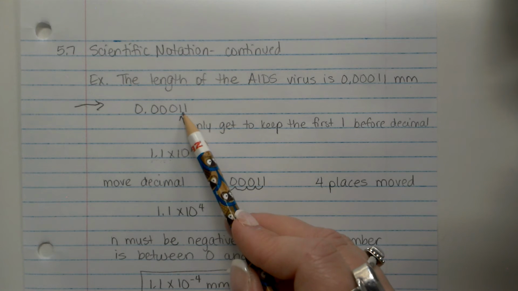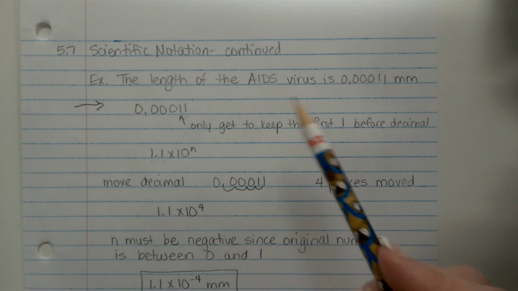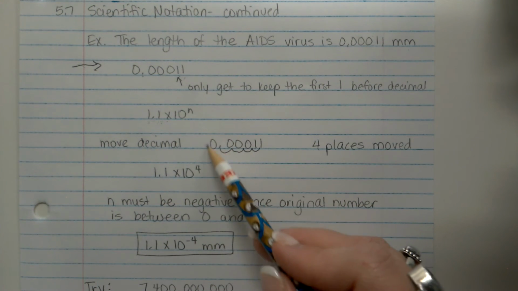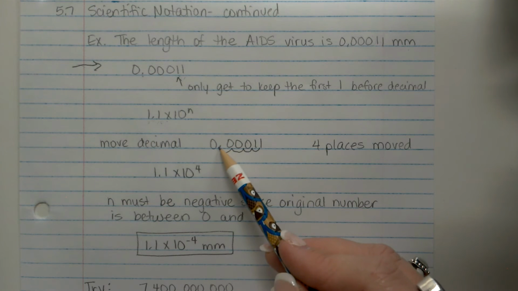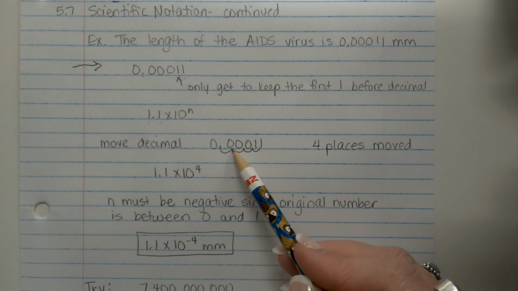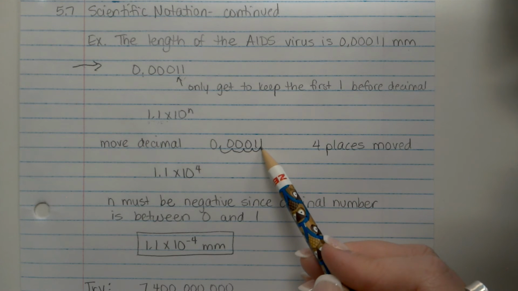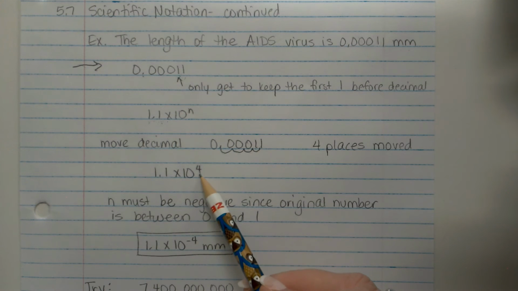So now I know where I want my decimal to be. My decimal is currently over here, so I'm going to end up having to move it. Now this first 0 is just to call attention to the decimal place. So we started with the decimal here. We had to move it this many places. 1, 2, 3, 4. Okay, so we had to move it this many spaces. So the 4 goes here. So we have 1.1 times 10 to the 4th.